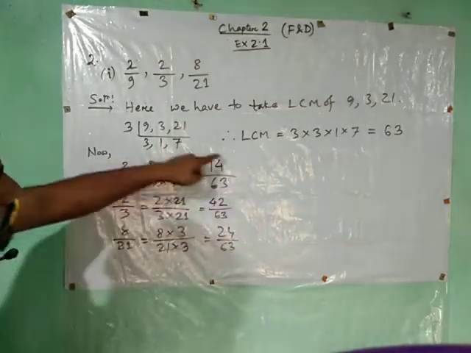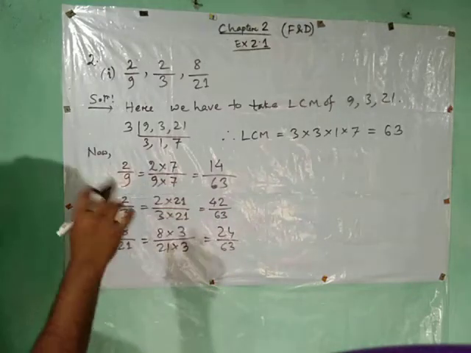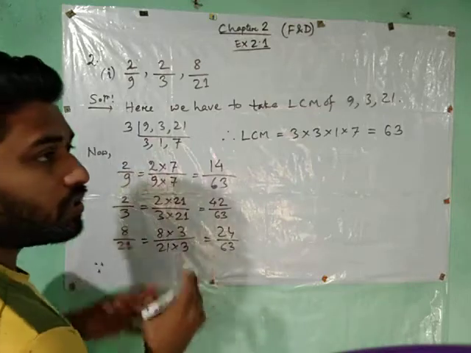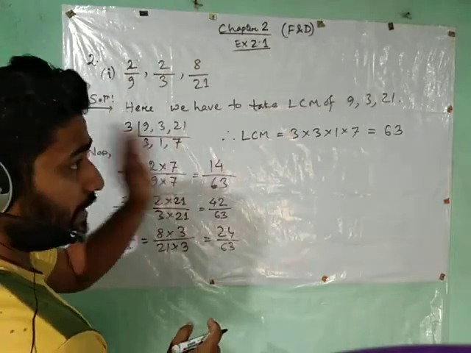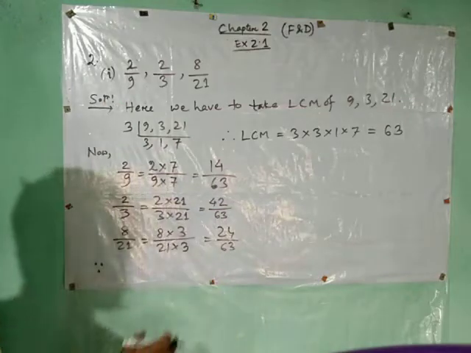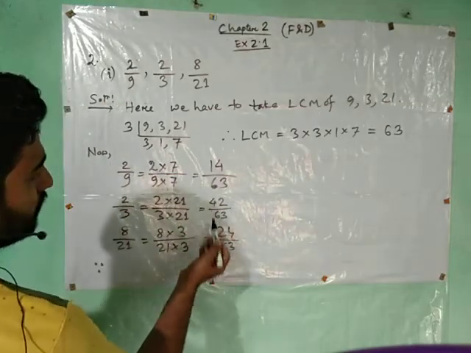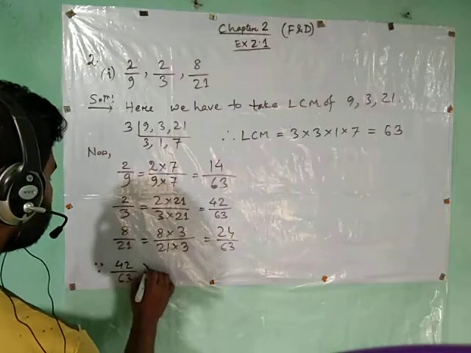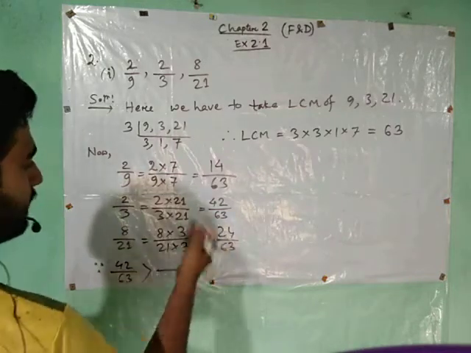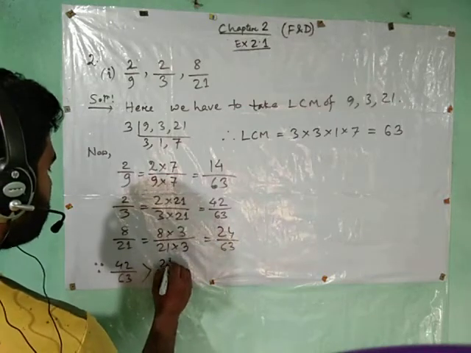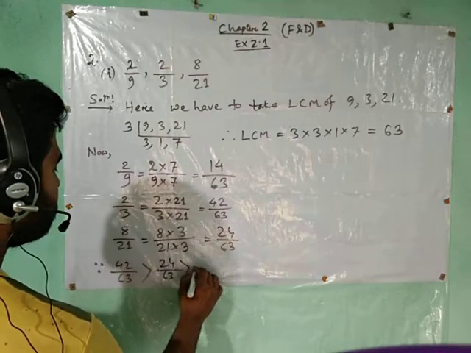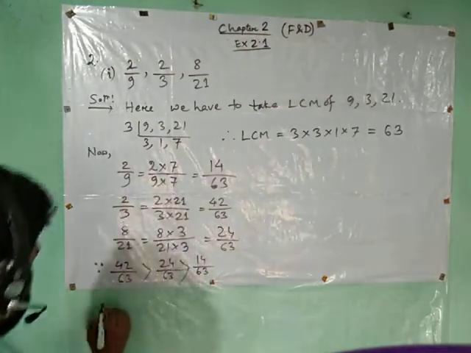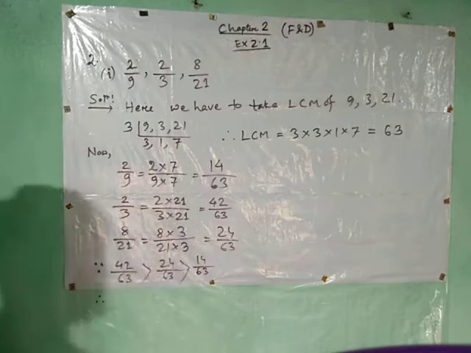Now if you look at these numbers, here you have to write since. Which is the biggest? Because we need to arrange them in descending order, the biggest one will come first. Which one will come first? This one will come first. Since 42 by 63 is greater than, then the next one. Which one? This one. 24 by 63 is greater than how much? 14 by 63. Therefore, you write down therefore.